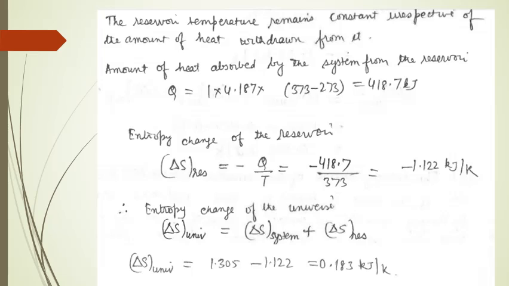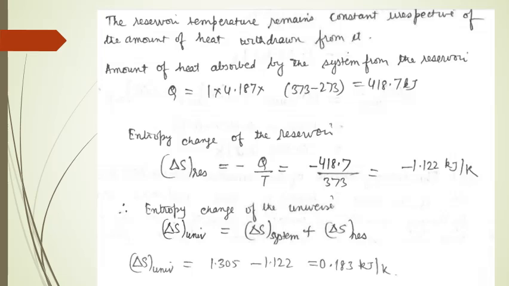The reservoir temperature remains constant irrespective of the amount of heat withdrawn from it. Now, the amount of heat absorbed by the system from the reservoir is given by mass into specific heat into temperature difference, that is 100 degrees. So that comes out to be 418.7 kilojoule.